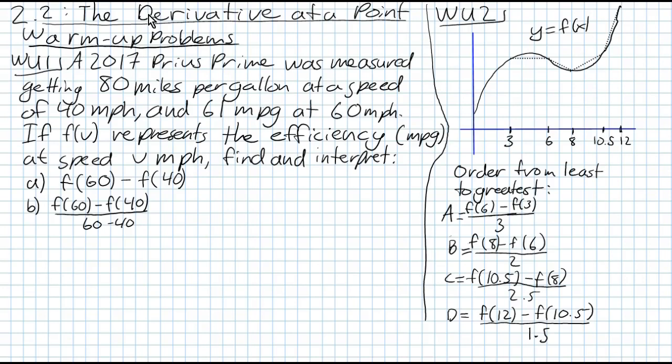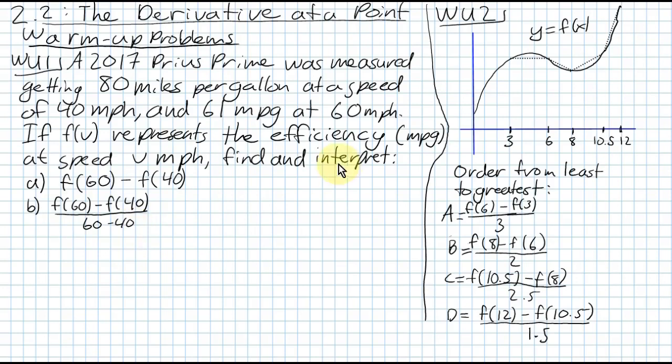But first, here's an example of a function. This is actual data that I found, where somebody measured their own car using some engineering tools and software they had. And they found out that a Prius Prime was getting 80 miles per gallon at a speed of 40 miles per hour and 61 miles per gallon at a speed of 60 miles per hour. So find f of 60 minus f of 40, and f of 60 minus f of 40 over 60 minus 40. So those two quantities.